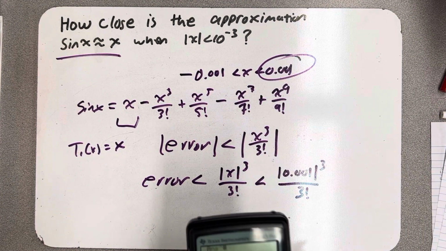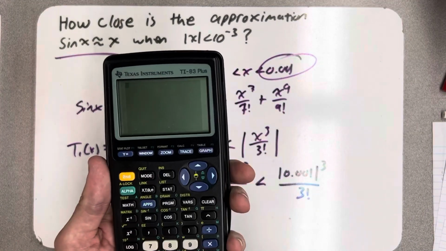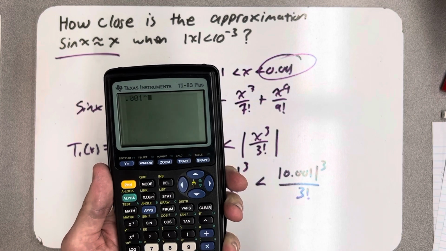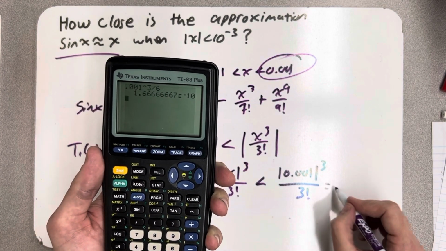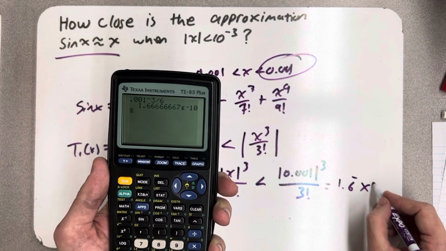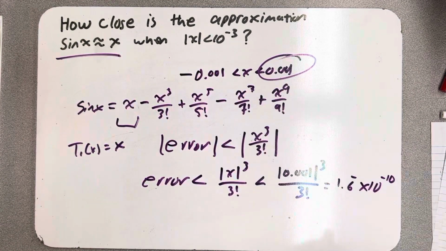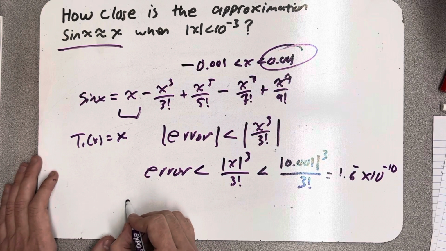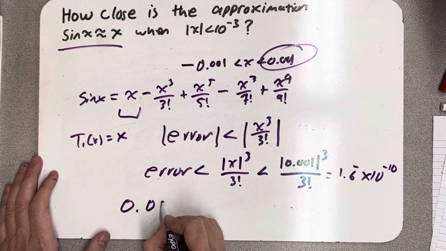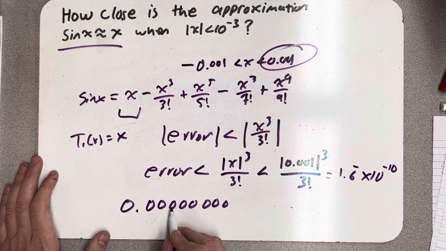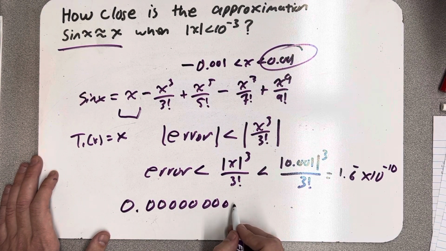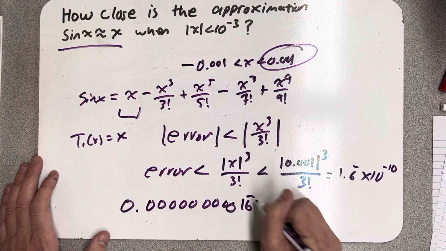All right, so let's do a little calculation here. 0.001 to the third divided by 3 factorial, which is 6. All right, and that's 1.6 repeating times 10 to the minus 10th, which tells me our error is less than 0.000000000, 1, 2, 3, 4, 5, 6, 7, 8. One more 0, 1, 6 repeating forever.